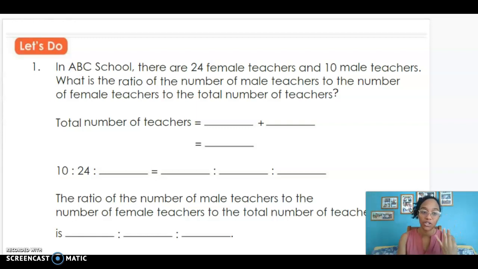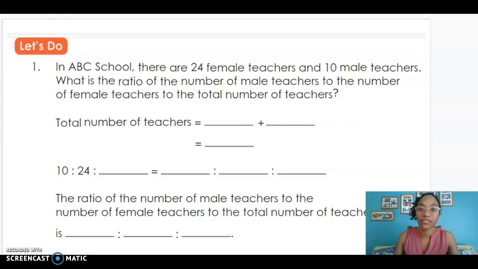So we need to look for 3 terms. So far, we know the 2 part terms, the number of female teachers and the number of male teachers, but we don't know the whole term yet. So let's use addition to find that whole. We know 2 parts, but we don't know the missing whole, so we need to use addition. 24 plus 10 is 34, so the number of total teachers is 34. Now we need to set them up in the correct order to make the comparison. It asks for the number of male teachers, 10, to the number of female teachers, 24, and finally the total number of teachers, 34. 10 to 24 to 34.